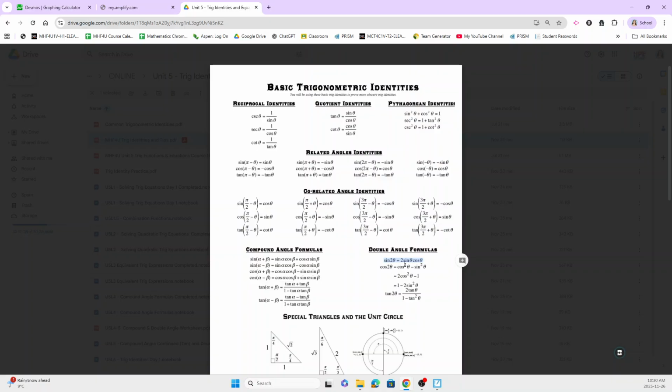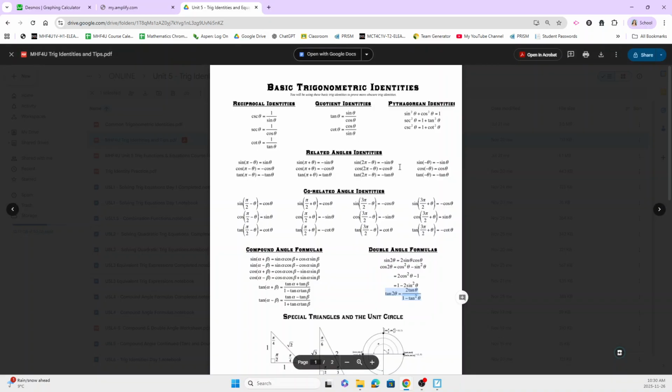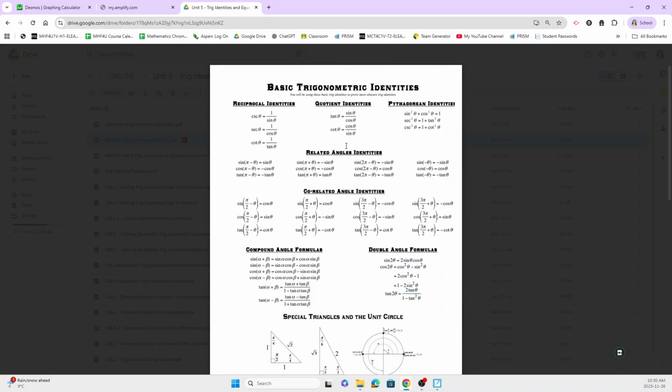Cos 2a is equal to cos squared theta, or sorry, I'm saying a, but cos 2 theta is equal to cos squared theta minus sine squared theta, or 2 cos squared theta minus 1, or 1 minus 2 sine squared theta. So 3 different versions for our cos double angle, and then there's that tan double angle formula that we just established as well. So there are all of the identities that you need for this course.